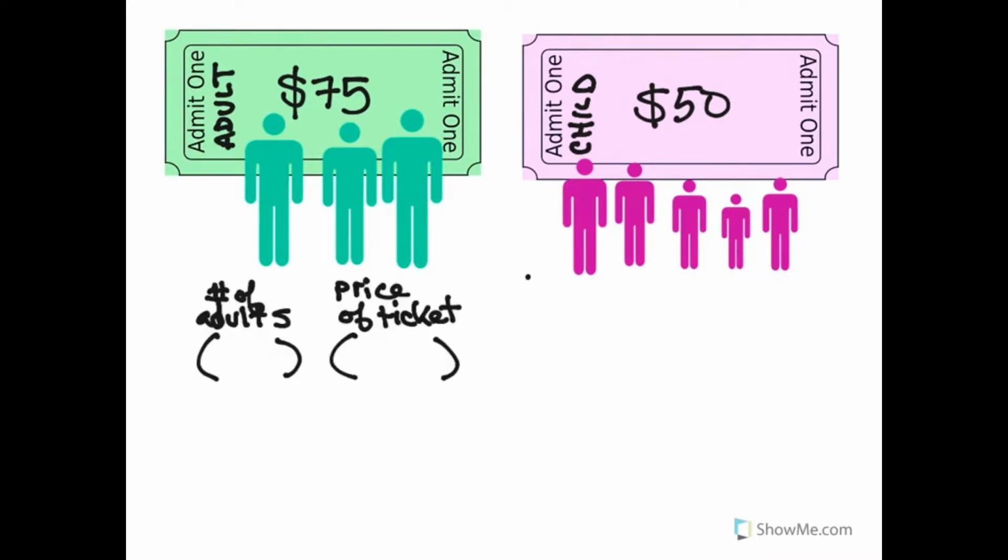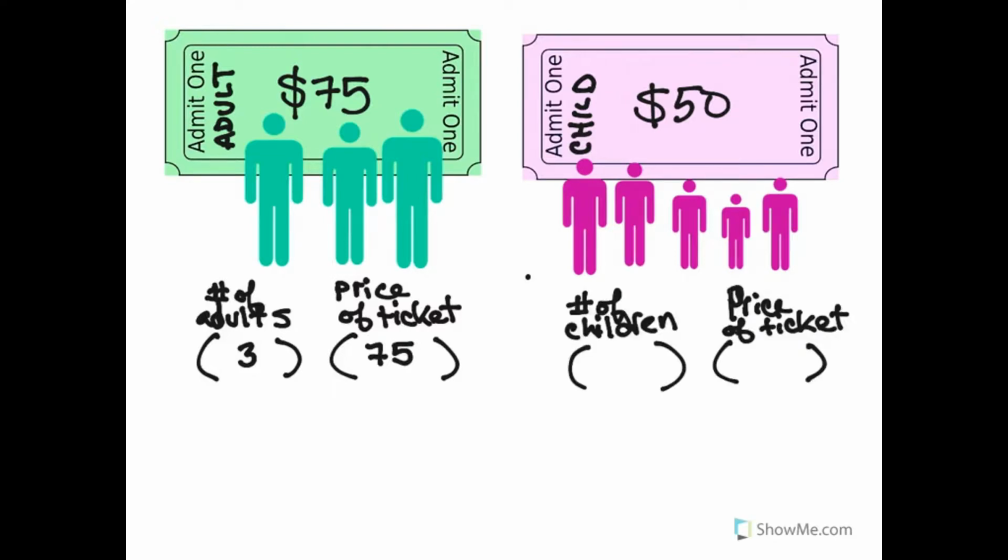To figure out how much the adult tickets cost, we multiply the number of adults, 3, times the cost of the ticket, $75. To find out how much the children's tickets will cost, we multiply the number of children, 5, times the price of their ticket, 50. Then we add those two together, and that will give us the total price.